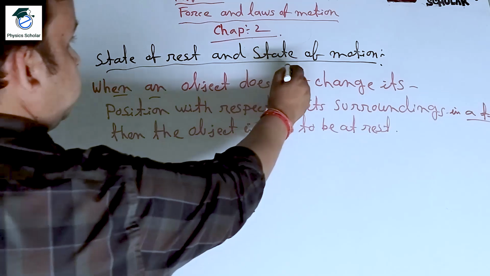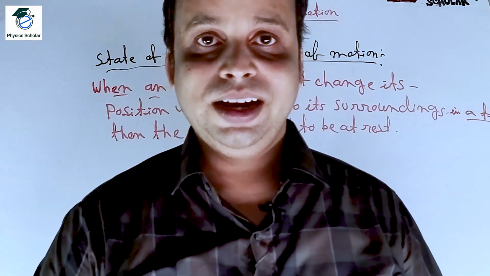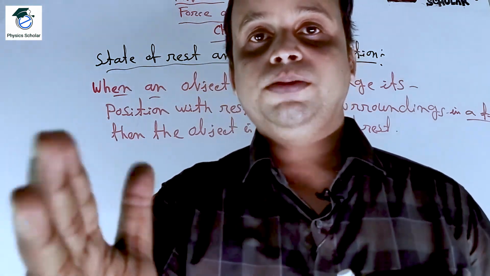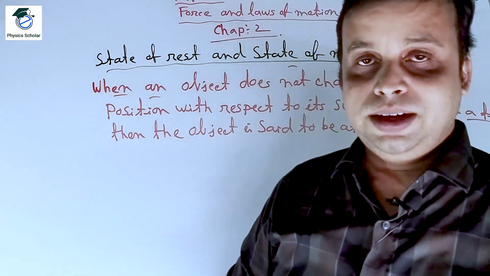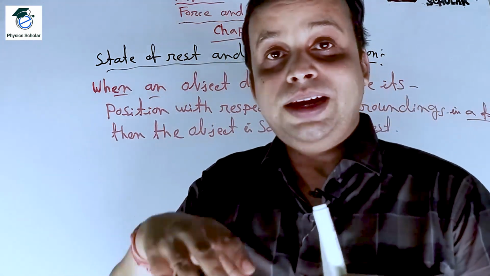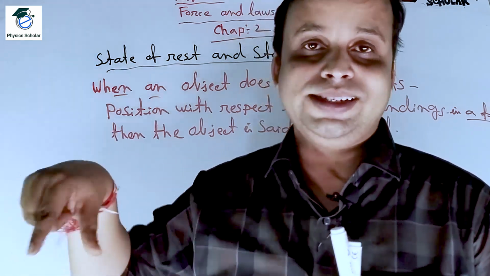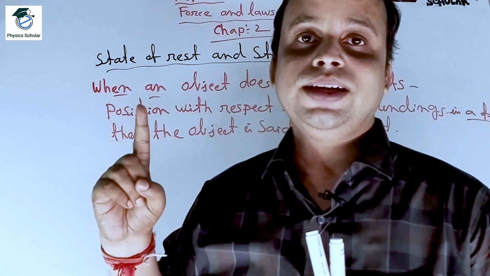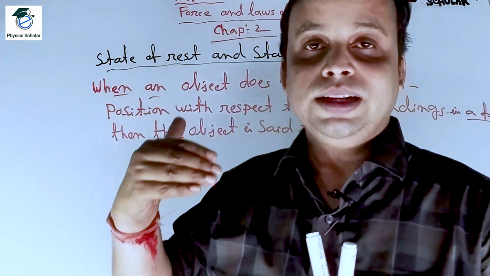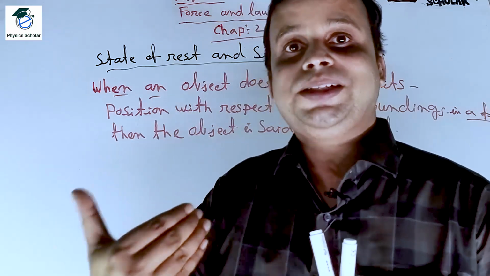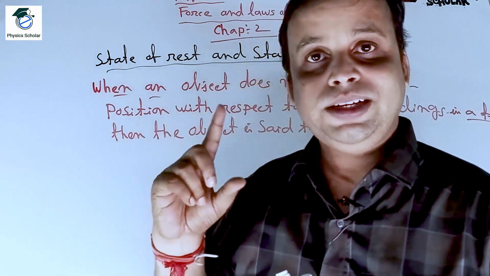What is the state of motion? Suppose a cricket ball is moving on the ground, a car is moving from one place to another place, or I am walking from one place to another place. That means every moment, my position is changing with time with respect to its surroundings. That object is known as being in a state of motion. So the position of the object is changing with time with respect to its surroundings. That is known as the state of motion.